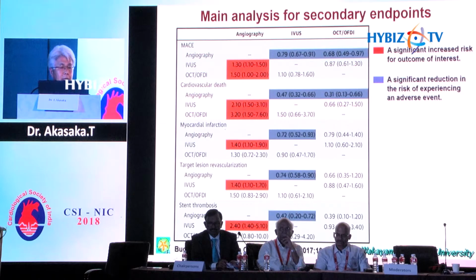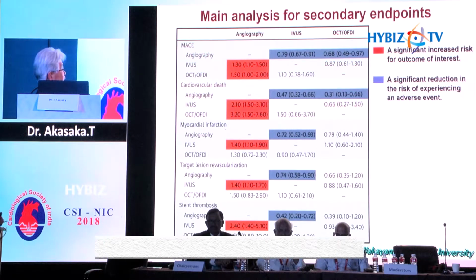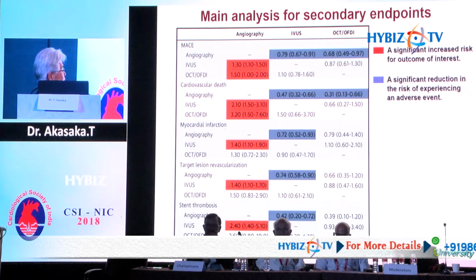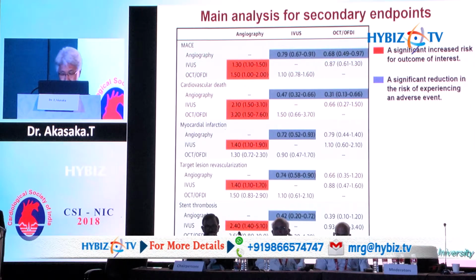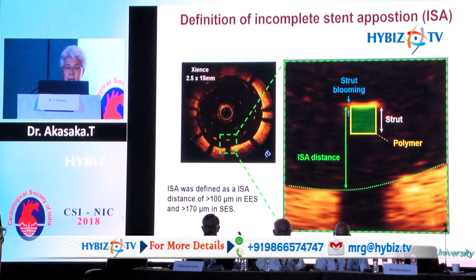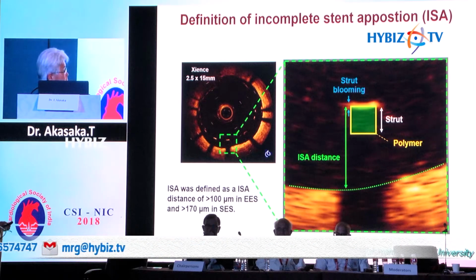And this is the main analysis for secondary endpoints. Red color demonstrates a significantly increased risk for the outcome of interest. So compared with angiography, IVUS and OCT demonstrate better results in MACE, cardiac death and myocardial infarction. Also target lesion revascularization and stent thrombosis, as shown in this slide. And OCT has a higher resolution, as I told you.